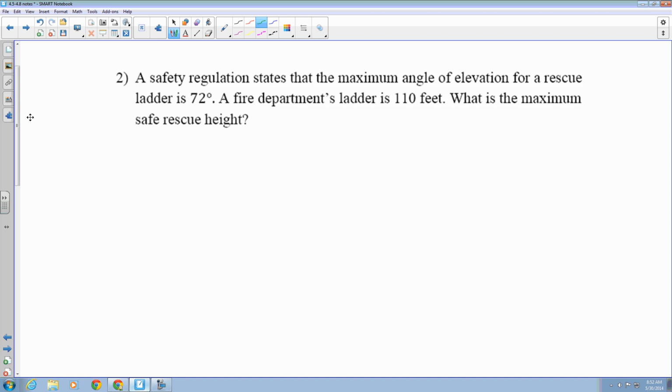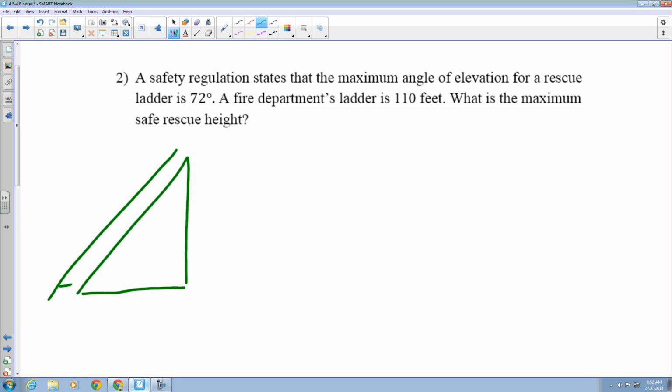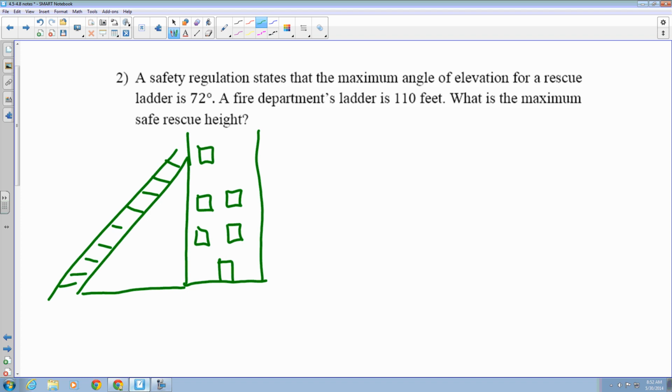A safety regulation states that the maximum angle of elevation for a rescue ladder is 72 degrees. A fire department ladder is 110 feet. What is the maximum safety rescue height? I like to draw pictures for this section especially. So here's our ladder. Here's our building. With flames.